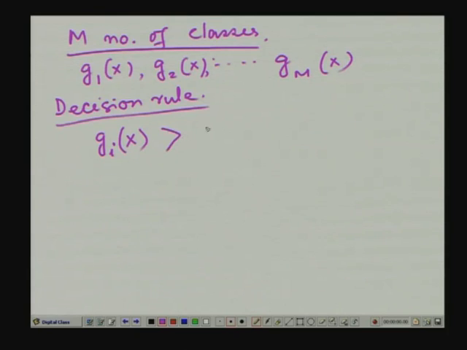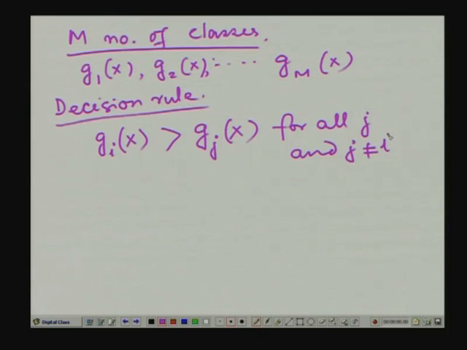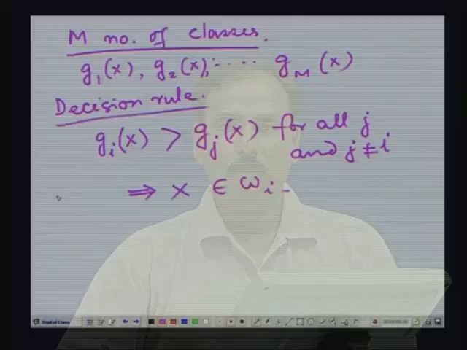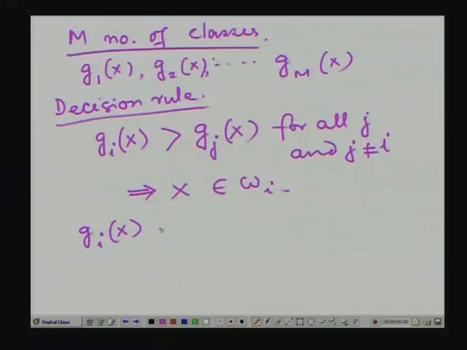So, if I find that g i x is greater than g j x for all j, and j is not equal to i, obviously, in that case, I decide that the object having the feature vector x belongs to class omega i. And here you find that the decision boundary between these two classes omega i and omega j is given by g i x minus g j x equal to 0. Because obviously, for all the points lying on the decision boundary between class omega i and omega j, the corresponding functional values have to be the same. That is, g i x should be the same as g j x.